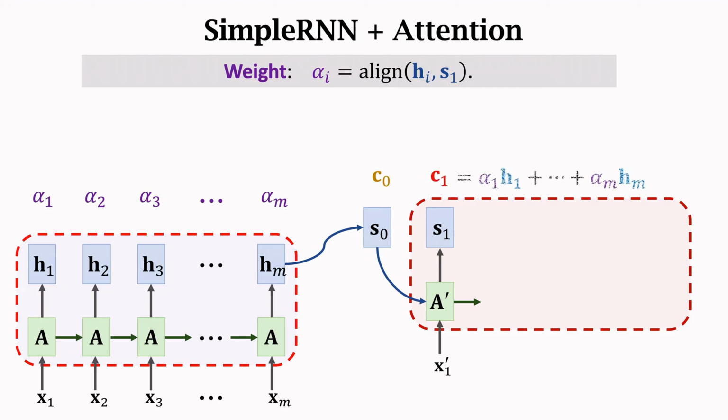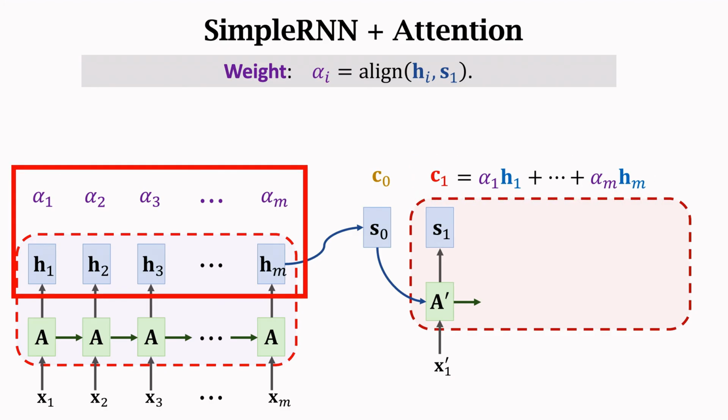We compute the new context vector C1 using this equation. C1 is a weighted average of H1 to Hm. The weights are the alphas. Look at the figure. C1 is based on alpha 1 to alpha m and H1 to Hm.